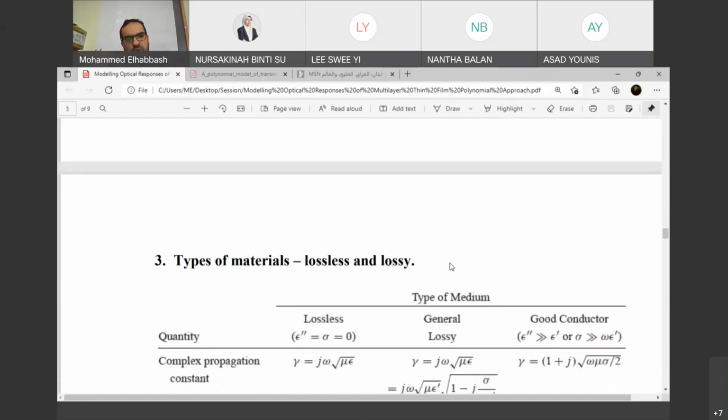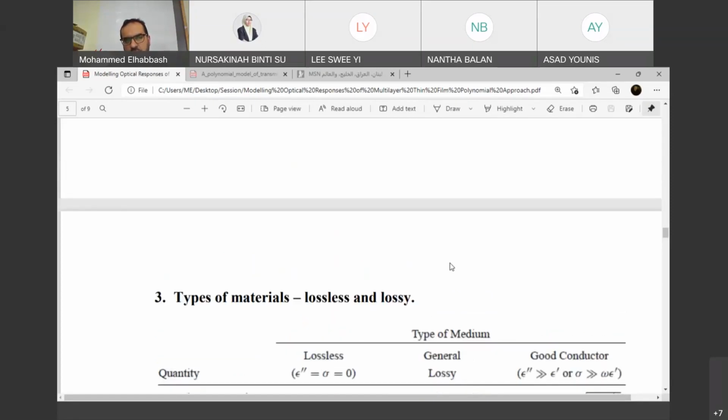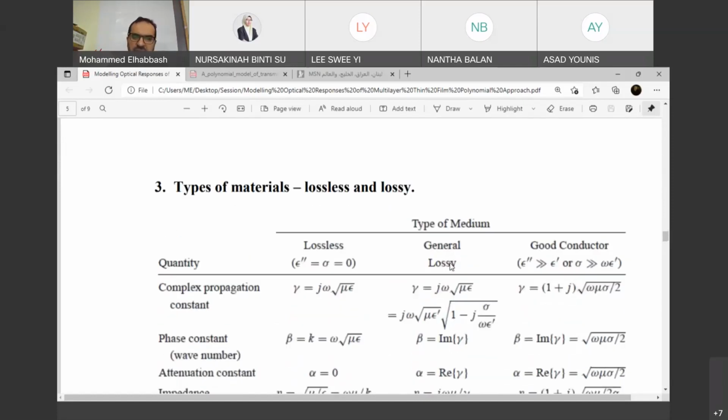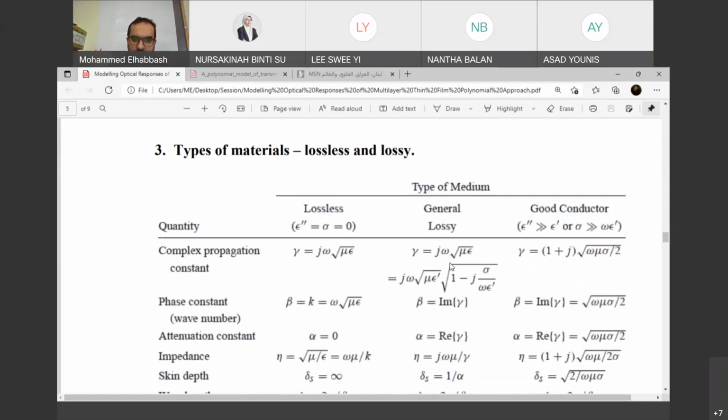Now, for type of materials, because when we simulate the above approach, or the polynomial approach, we have two types of material. We have lossy material and lossless material. When we use a lossless material, the imaginary part of permittivity and also the conductivity will be 0.